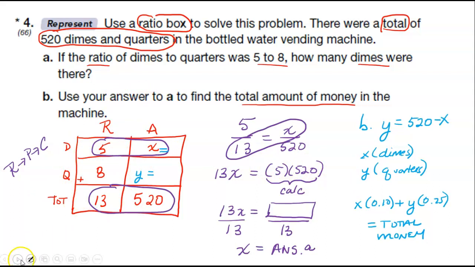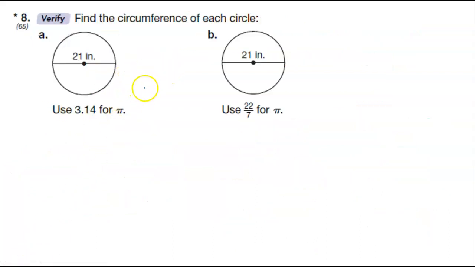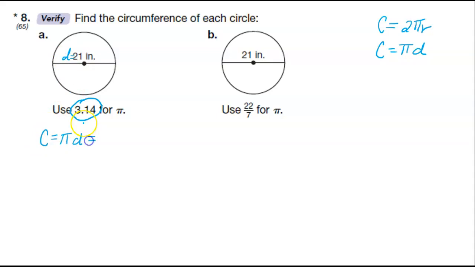I've lost my cursor. There we go. Okay, circumference. So the circumference of each circle. So let's just remind ourselves, circumference is either 2 pi r or pi d. Okay, so here we have 3.14 for pi, and we're given diameter, so I'm going to use the circumference is equal to pi d. I'm going to plug in 3.14. That's a point. And 21 inches, and you're going to need to multiply that to get your answer.